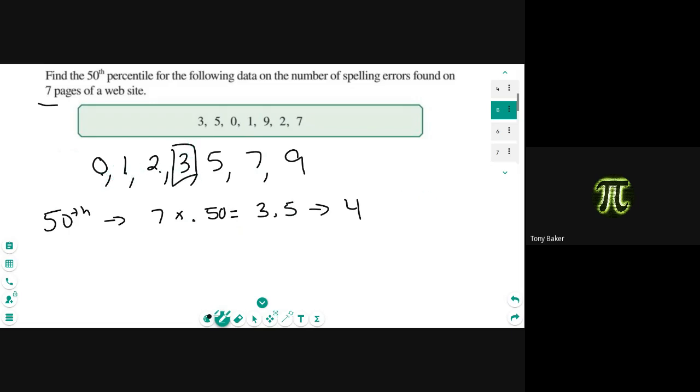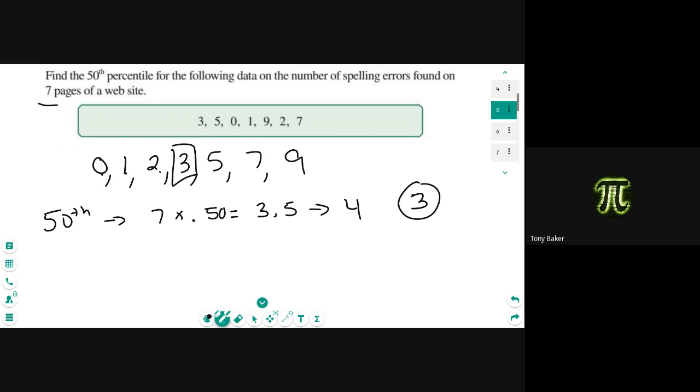So that is my 50th percentile. Wouldn't that be the median? Yes, that is the median. 50% is in the middle, right? So that would be the median. Correct, because that's the median.